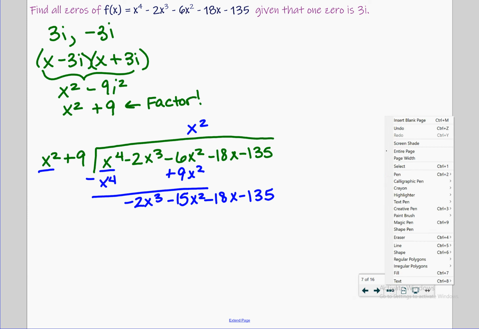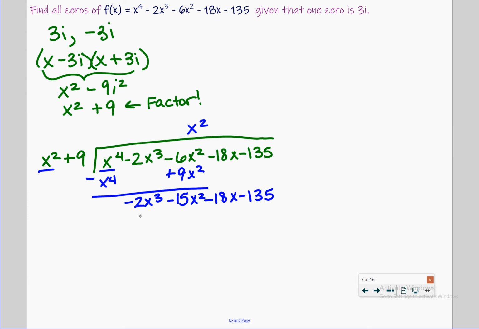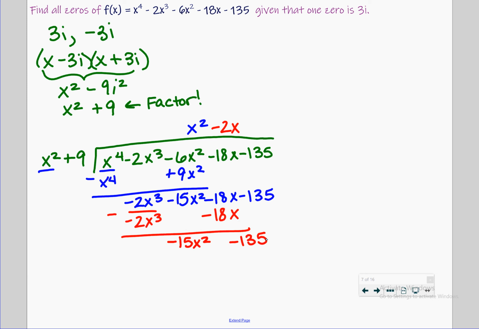Do it again. X squared times what will give me negative 2x to the third? Negative 2x times the guys on the side are going to give me negative 2x to the third and negative 18x. If I subtract in both of those sets, it's something minus itself, so they're both going to cancel. Just bring down what I haven't used yet. Negative 15x squared and negative 135.